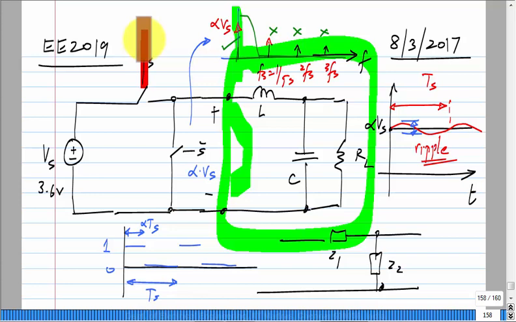Reduce is fine. I mean, how much does it reduce? From 10 millivolts, how much does it become? Will it become zero? 2.5. Why? 1 by a square. So one of the answers is 2.5 millivolts. You agree with that? I have doubled the switching frequency.